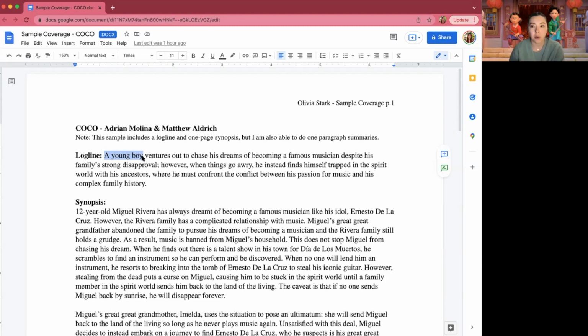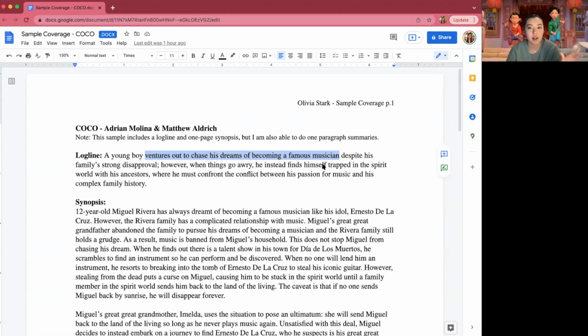Like, what are their goals in the story? So here I say he's venturing out to chase his dreams of becoming a famous musician. That's kind of like Miguel's drive when we first meet him, right? That's his main character trait, that he wants to be a famous musician.